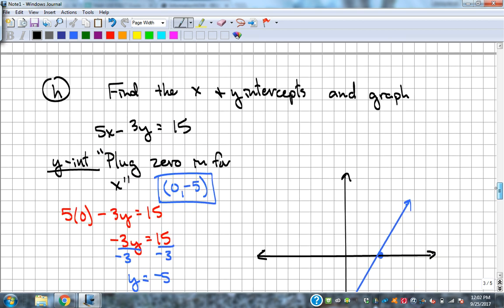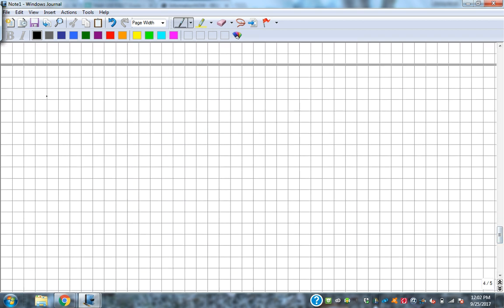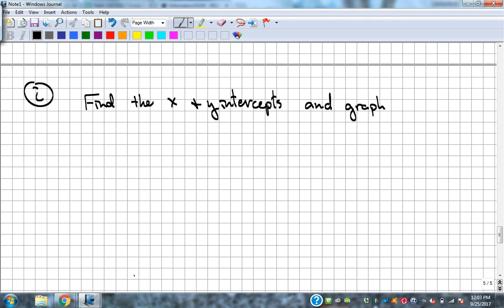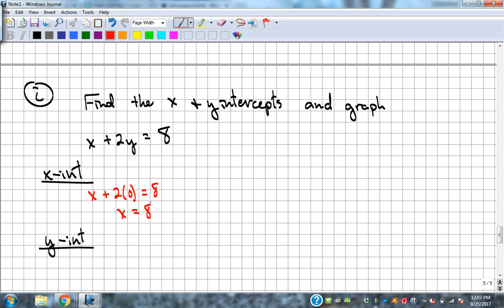What are we on here? Example I. Find the X and Y intercepts and graph for X plus 2Y equals 8. Doesn't matter what order you find those intercepts in, just find them. To find the X-intercept, where do you put the 0? In the Y. So that means X equals 8. What's the ordered pair for the X-intercept? 8, 0. Always X first, Y second.